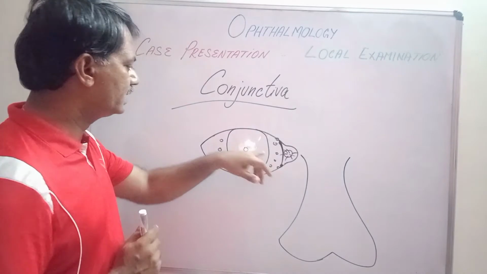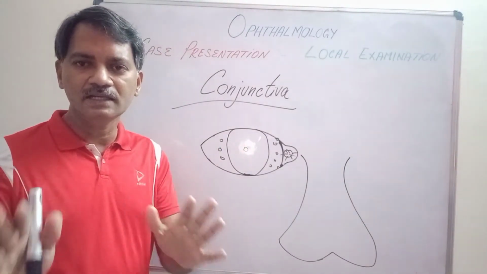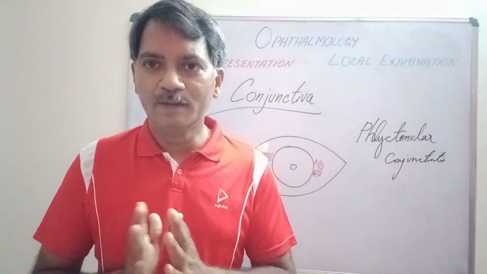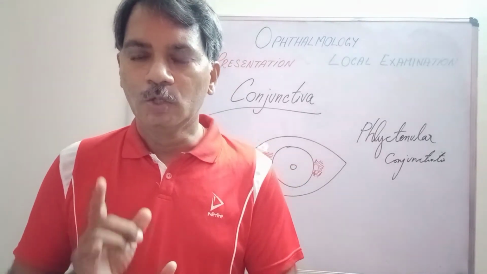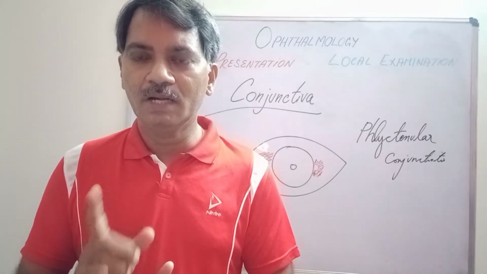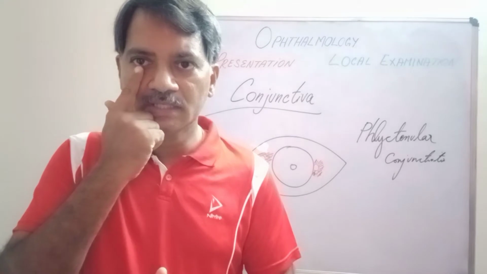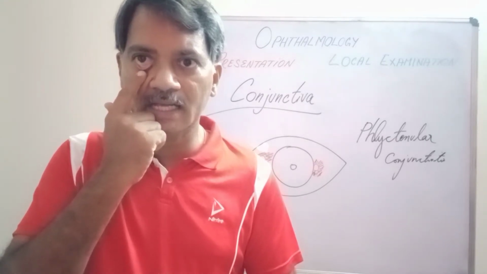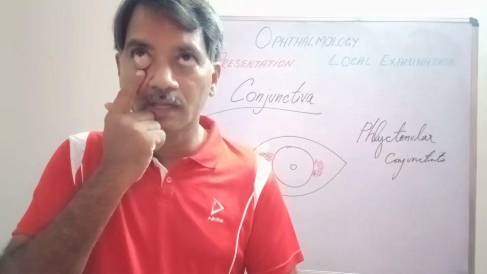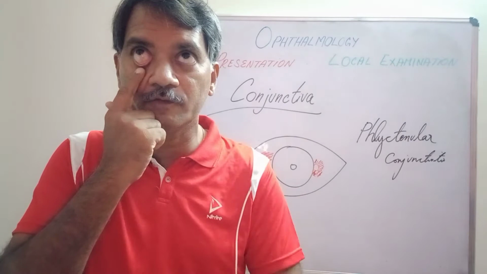The bulbar conjunctiva looks white in color because of the underlying sclera. Now let me demonstrate how to examine the conjunctiva. To examine the bulbar conjunctiva fully, first thing you should do is gently hold the lower eyelid and pull it downwards and ask the person to look up. The patient looks up, you can see the lower bulbar conjunctiva fully.